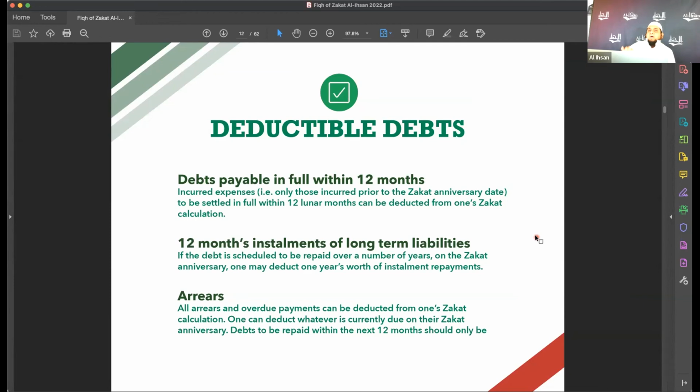Now, when it comes to a car, if you are leasing the car, you can't deduct anything, because leasing is like renting. It's not a debt that you owe. It's a payment you're paying every month to use that car. If you have financed the car, then yes, you bought the car and now you're paying it off. You owe that, so you can deduct the next 12 months of capital payments. If it's a 0% loan, then you can deduct the full amount, no problem.